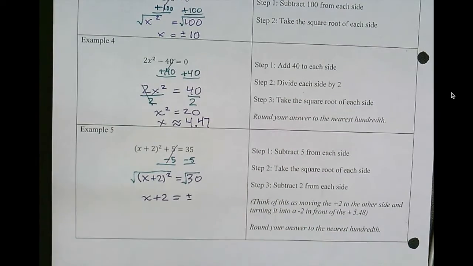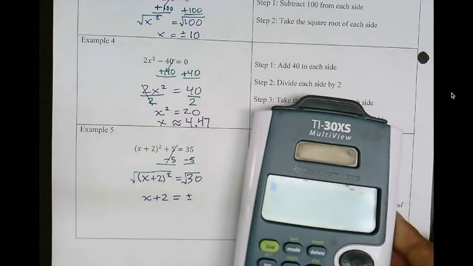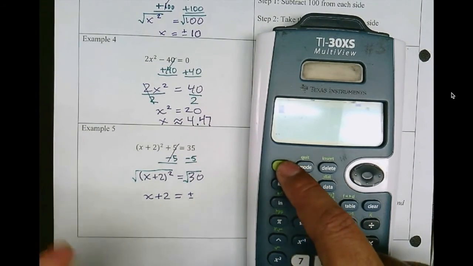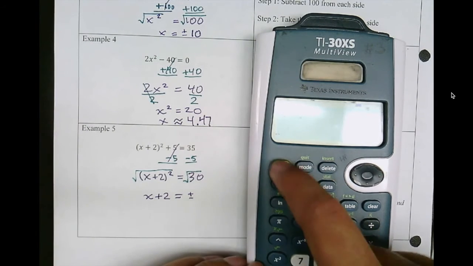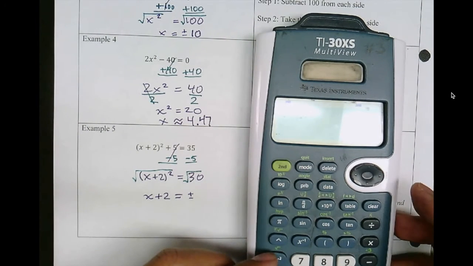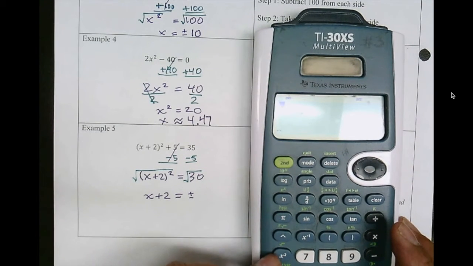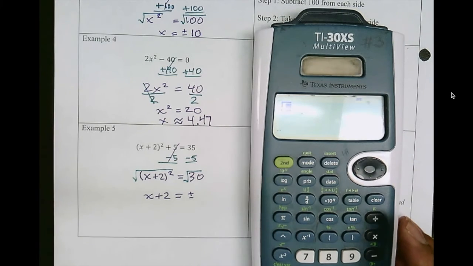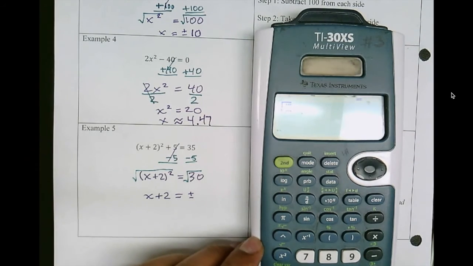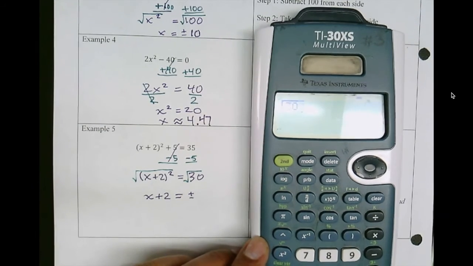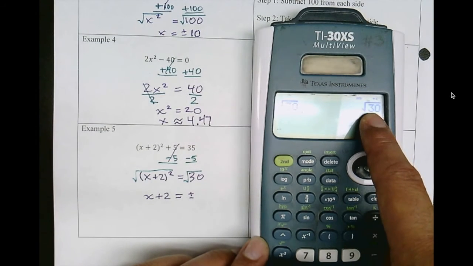And now let me show you how to do this on our calculators. So if you're trying to take the square root of a number, you use second, which is kind of like shift on a computer. Second, and notice that green radical symbol. So the square root symbol is right above the x squared. And we press that. That gives us this radical. And we now type in our number, which is 30. Hit enter. Notice the answer didn't come out as a decimal.